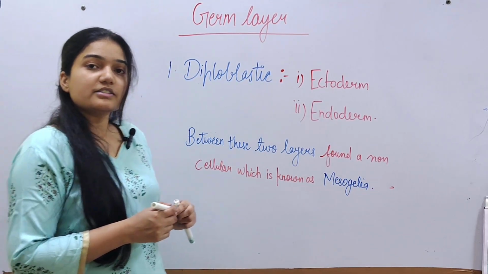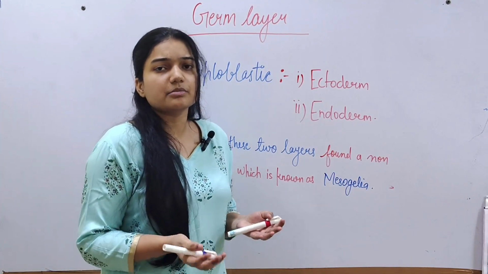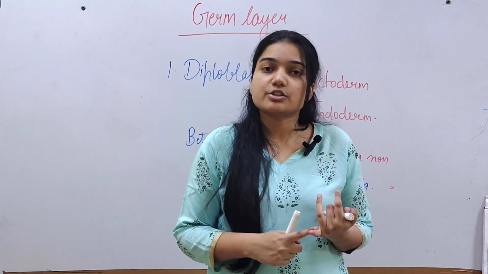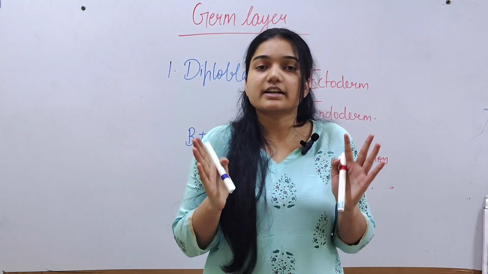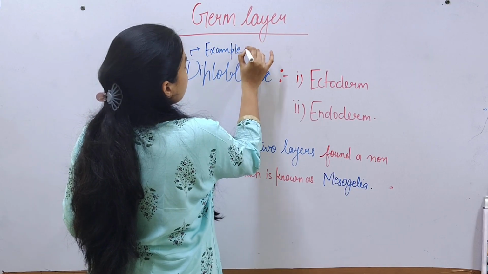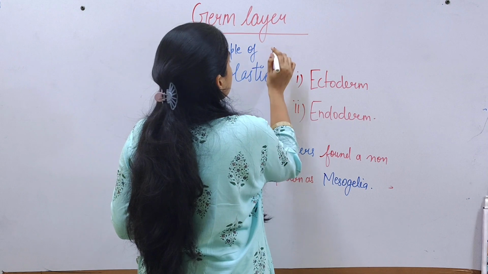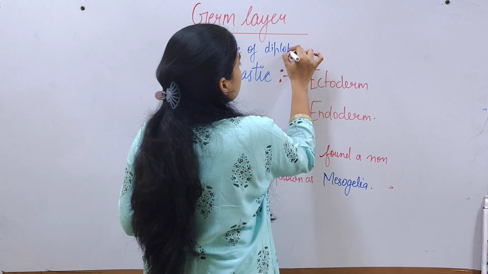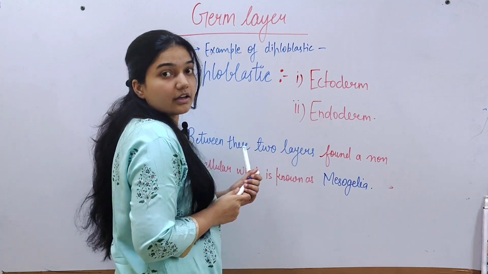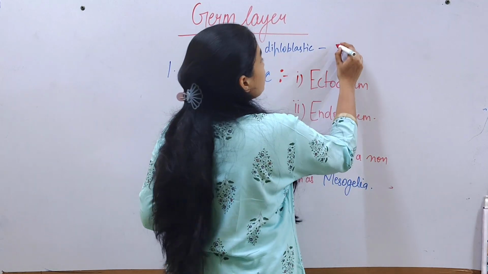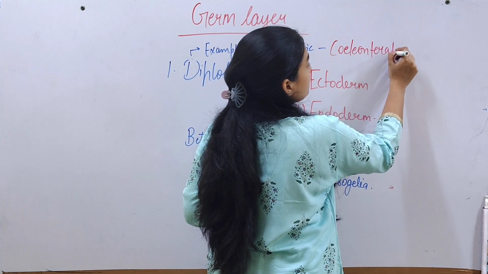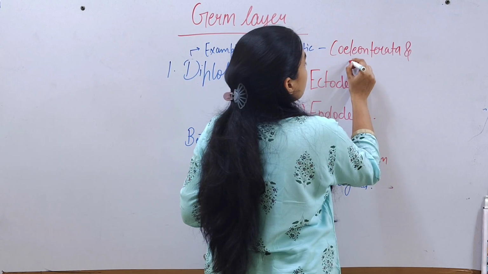And the examples of the diploblastic animal are the primitive types. So we can say the first is Porifera, second is Coelenterata, and third one is the Ctenophora, which contain the diploblastic layer. Examples of diploblastic are Coelenterata and Ctenophora.